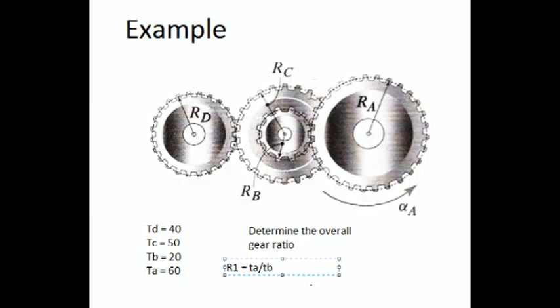As Gear C and Gear B are on the same shaft, the gear ratio is 1. The gear ratio for C and D is TC divided by TD. We'll call this R2 equals TC divided by TD. And the overall gear ratio is the product of all the individual gear ratios. That is, I will call this R total equals R1 times 1, which is the gear ratio of C and B, multiplied by R2.